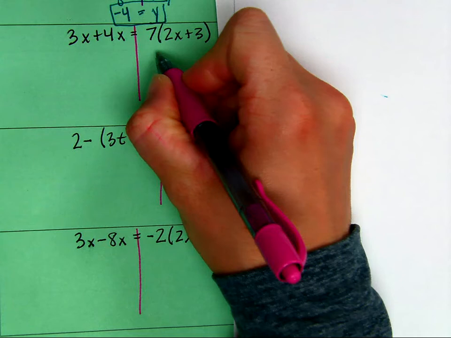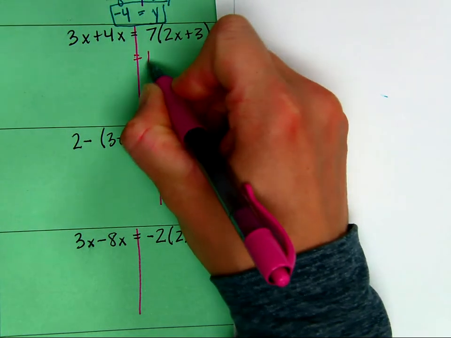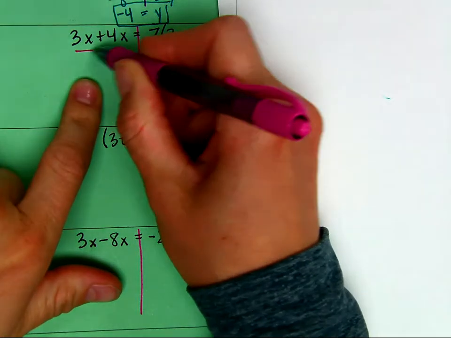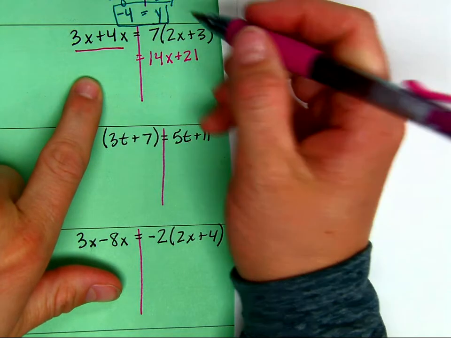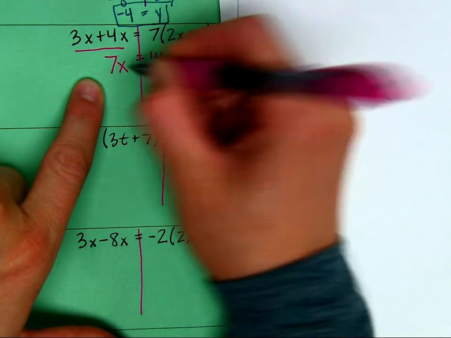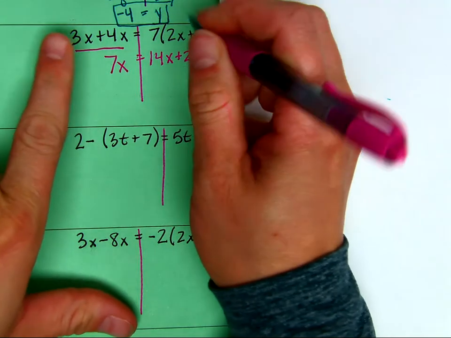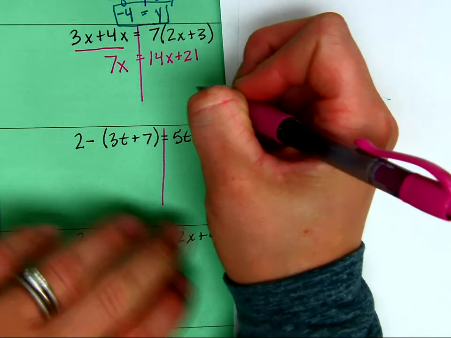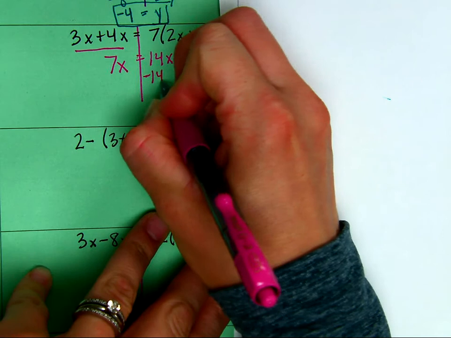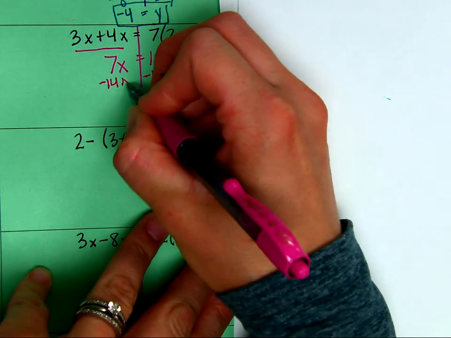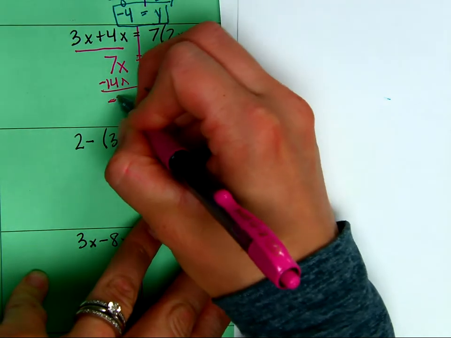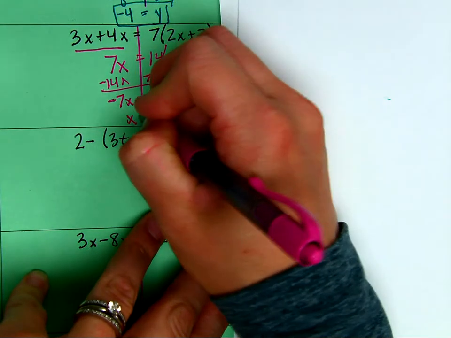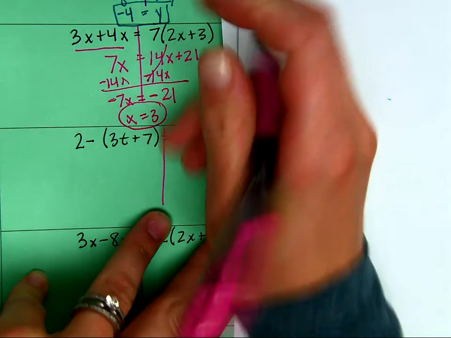So when I distribute on this side, I've got 14x plus 21. And then realize on this side, I now have like terms that are on the same side. So those combine to be a 7x. Okay, so if you kind of played to see how to do that, you could now pause and finish that problem out. So subtracting 14x here gives me negative 7x is equal to a negative 21. Divide to find that x is a positive 3.